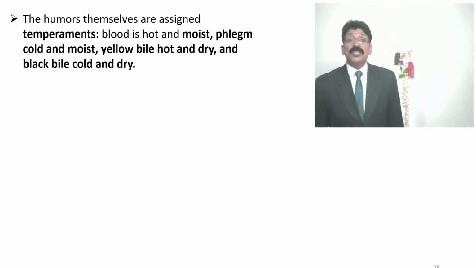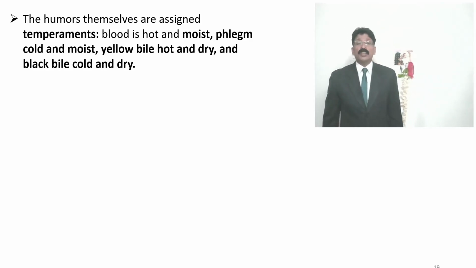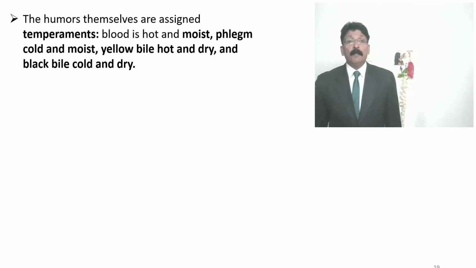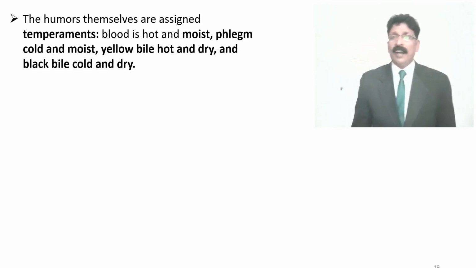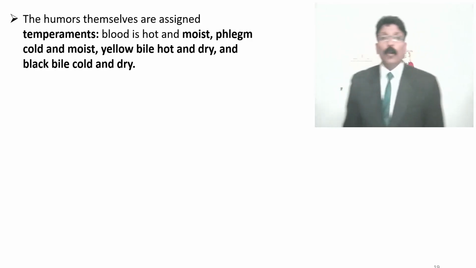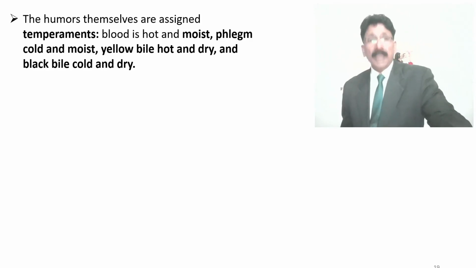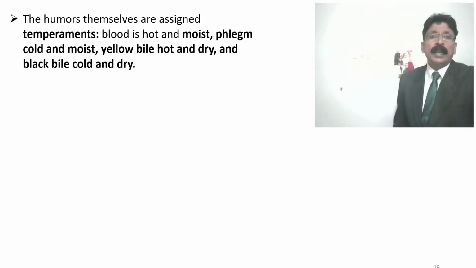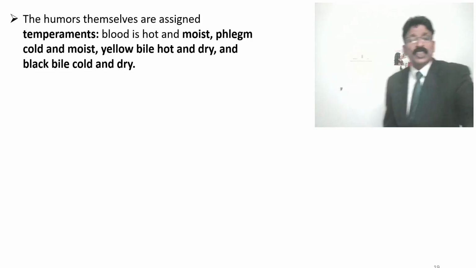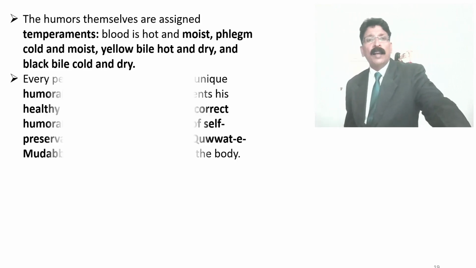The humors themselves are assigned temperaments. Blood is hot and moist, phlegm is cold and moist, yellow bile is hot and dry, black bile is cold and dry. So this is the temperament which we should know in Unani for diagnosis as well as for their principle.